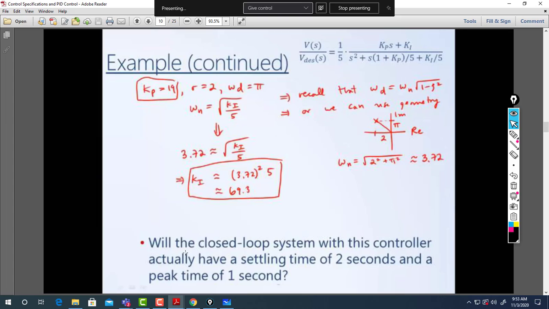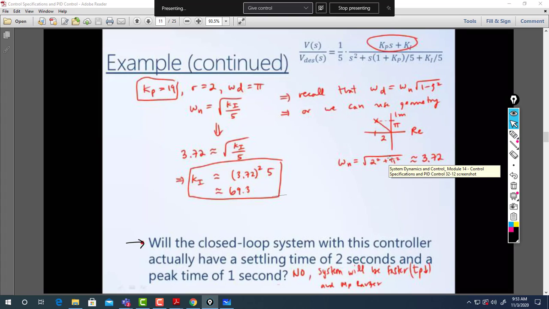So here he asks the question: will the closed loop system with this controller that we found, Ki and Kp, have a settling time of 2 seconds and a peak time of 1 second? Yeah, I'm asking you the same question. No, doctor, why? Because there's a zero on the numerator. Thank you. So then the answer is no, the system will probably be faster with larger overshoot. We are not going into why he is saying that. Later on we'll master everything.